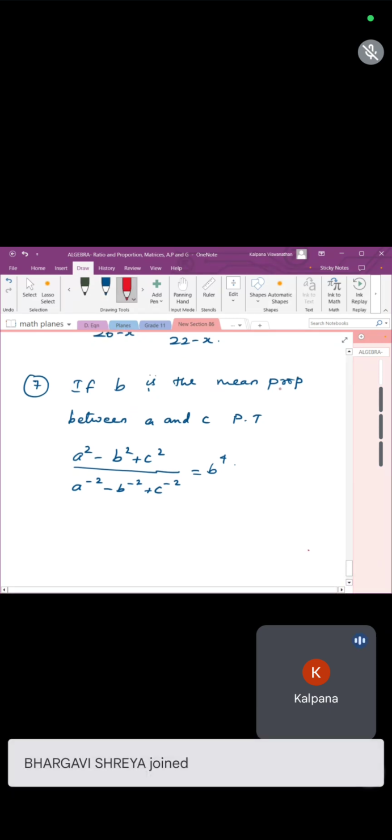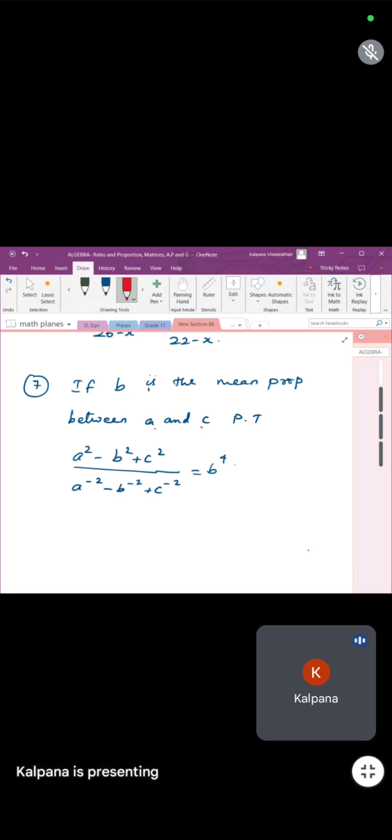If B is the mean proportion between A and C. So what do they mean here? A by B is equal to B by C. They have given A by B equals B by C. Let us equate this to some number, say K. We also call this the K method. Whenever any ratio is given, you put it equal to K and you can write in terms of K.